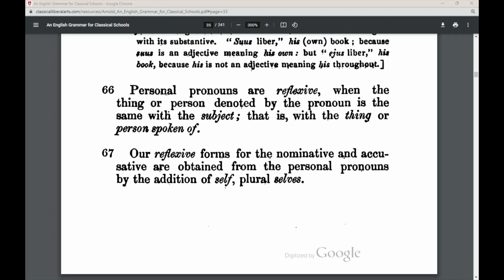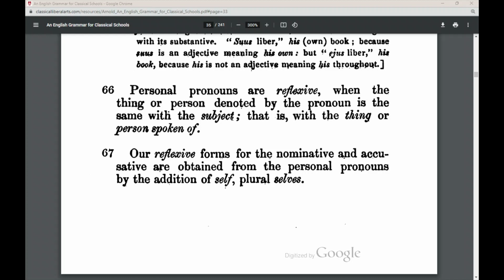We read that personal pronouns, the pronouns we've been learning about, are reflexive. Notice that word is in italics. That's an important word. Personal pronouns are reflexive when the thing or person denoted by the pronoun is the same as the subject. So make sure you understand that personal pronouns are reflexive when they refer to something that is the same as the subject.